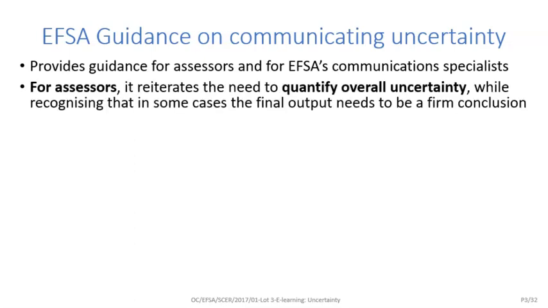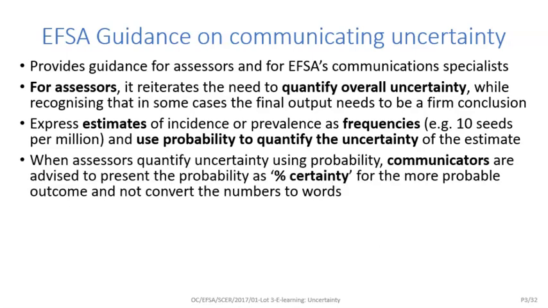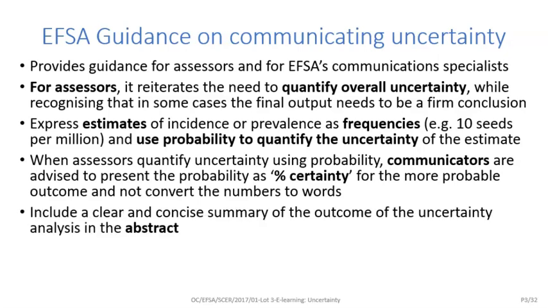For assessors, it reiterates the need to quantify overall uncertainty while recognizing that in some cases the final output needs to be a firm conclusion. Assessors are advised to express estimates of incidence or prevalence as frequencies, e.g. 10 seeds per million, and use probability to quantify the uncertainty of the estimate. When assessors quantify uncertainty using probability, communicators are advised to present the probability as percentage certainty for the more probable outcome and not convert the numbers to words.